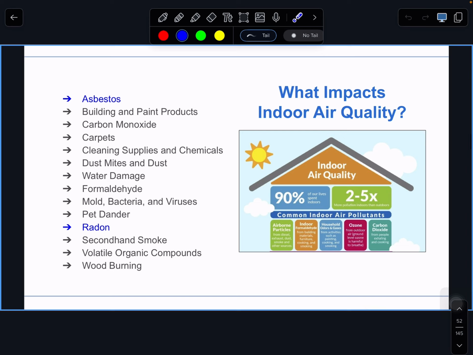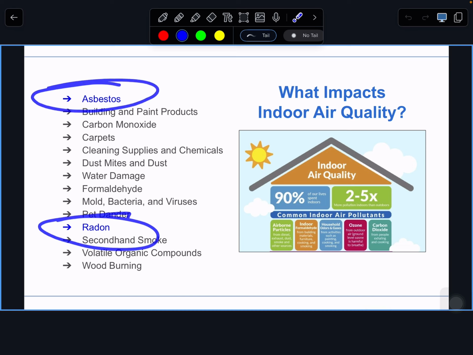So we talked about external air conditions. Now we're going to talk about indoor. There are two that I really want you to focus on. One is asbestos and one is radon, because these are the two that they will ask you about in your AP tests and FRQs. The rest of them are just good to know. So I'm going to go through all of these and kind of explain them, but please focus on asbestos and radon.